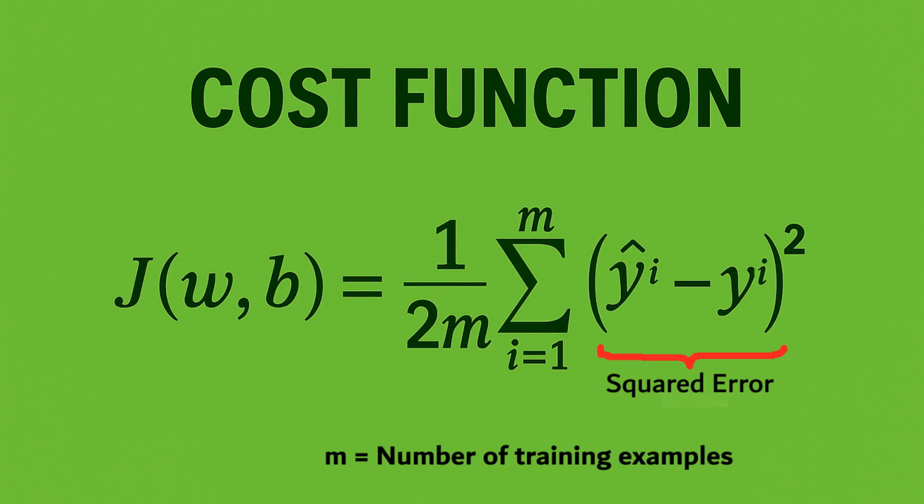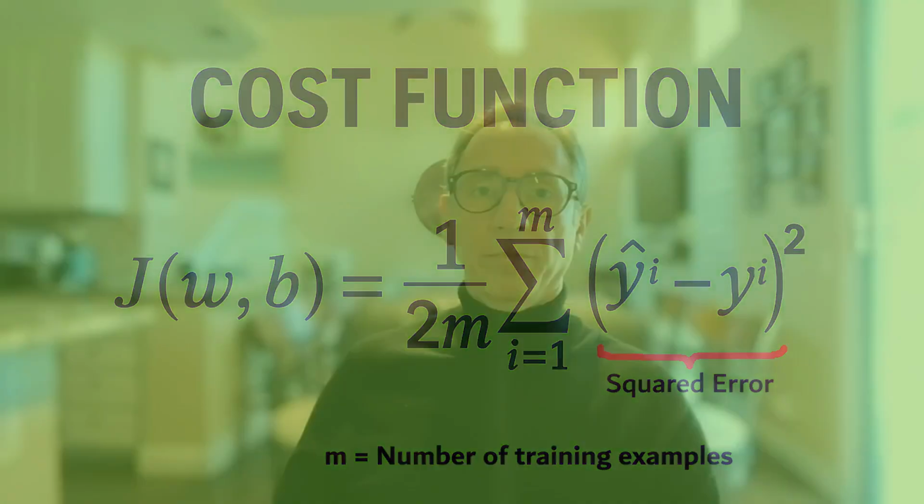It tells us in a single number how bad our model currently is. The cost function is denoted by the letter J. A large J of W and B means a terrible model or a bad fit. Small J of W and B means a great model or a good fit.